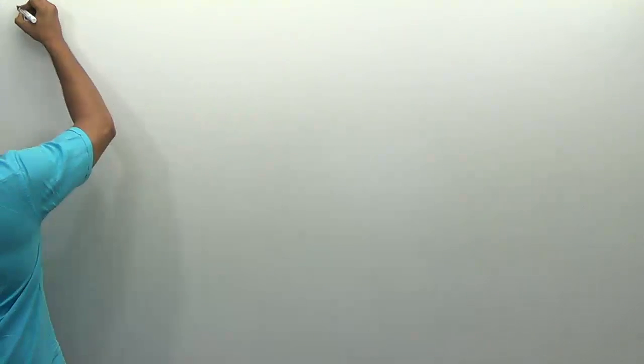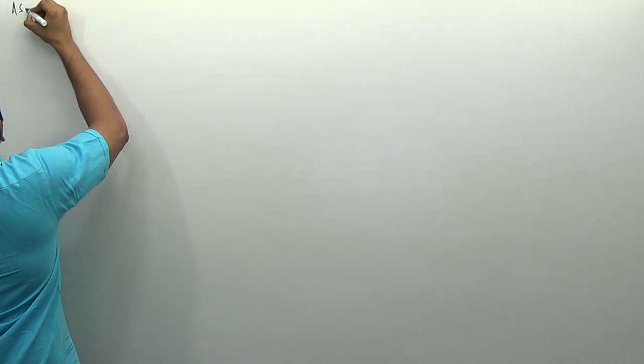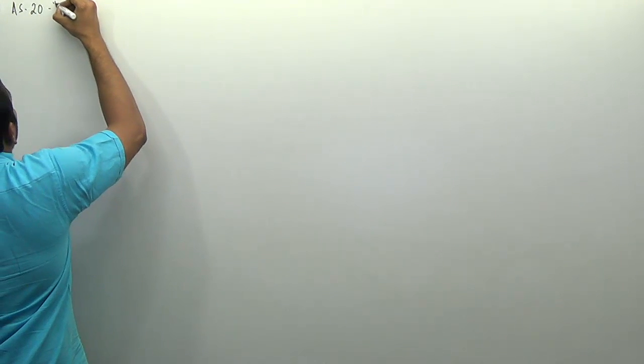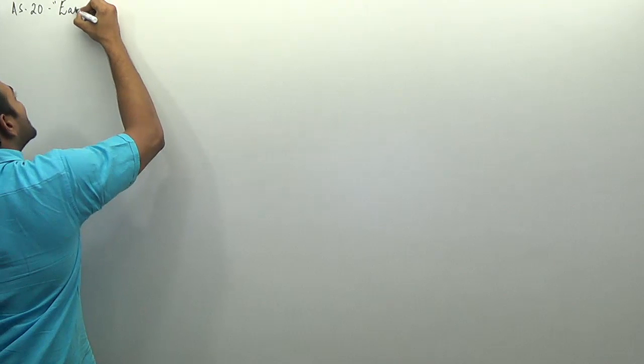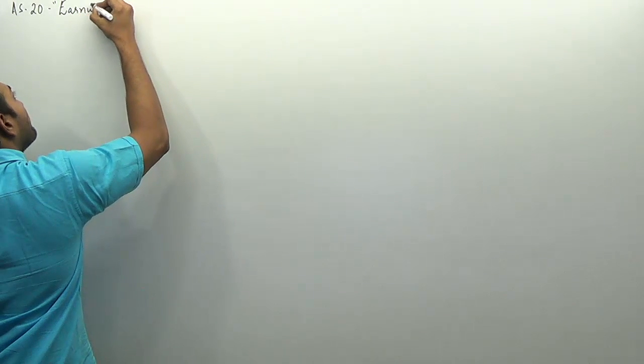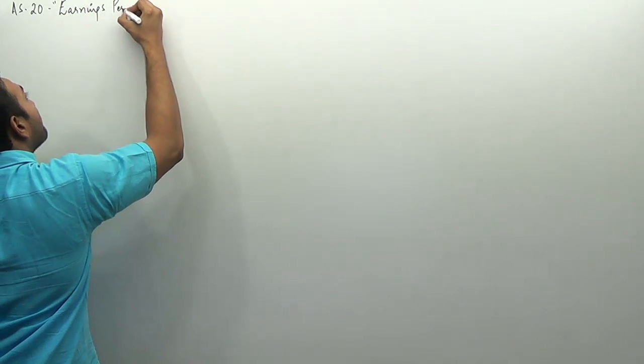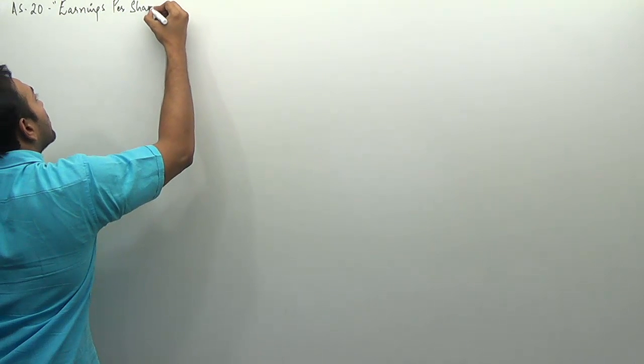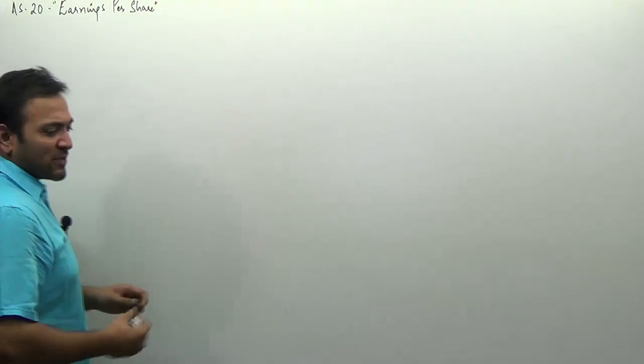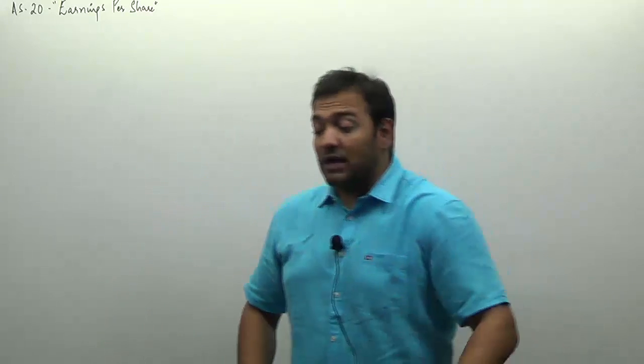Yes guys, so let's start the topic of AS 20, where we discuss earnings per share. We don't see accounting for earnings per share. It's not an accounting standard. It's more of a disclosure standard that is to be complied with by every enterprise.